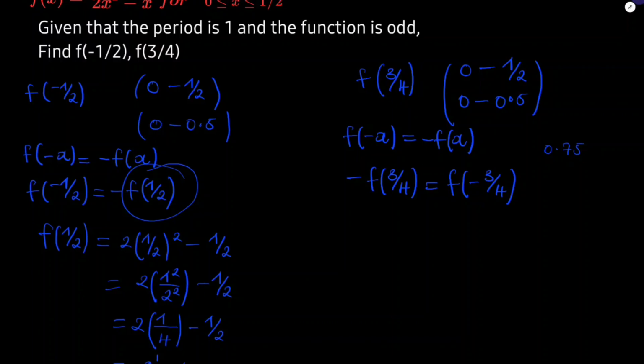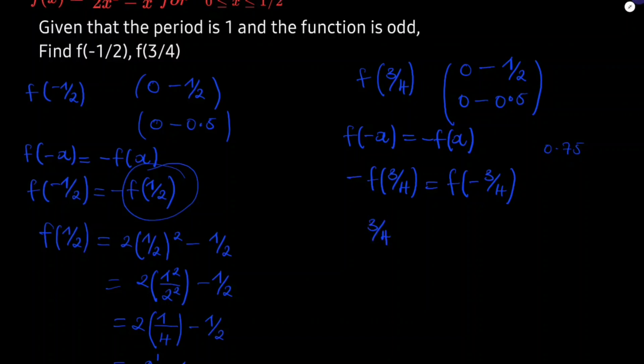So let us look for a number which is in our range. Since 3/4 is a positive number, we are going to subtract 1, which is the period. We are going to subtract 1 from 3/4 until we have a number which is in our range. So we have 3/4 minus 1, which is minus 1/4. Now we have minus 1/4. But remember, we take 1/4.